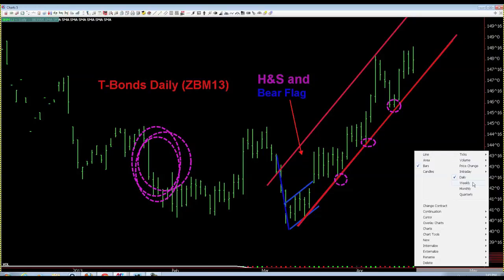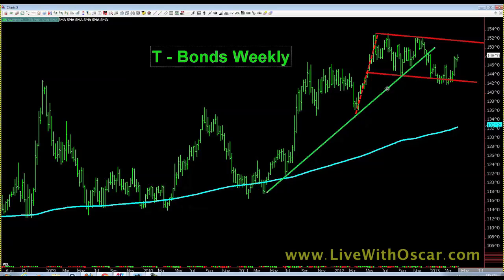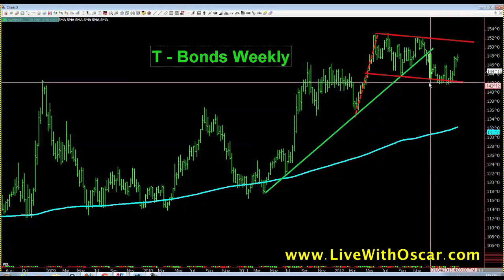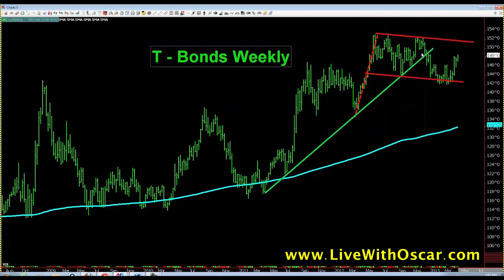Bonds on the weekly did break this major support line, which got interesting for a little while, but is this a big bull flag? I mean, I don't know. It's kind of big, and it's on a weekly. That's enormous, and I don't really look at formations on weeklies. But is that some sort of a big bull flag?